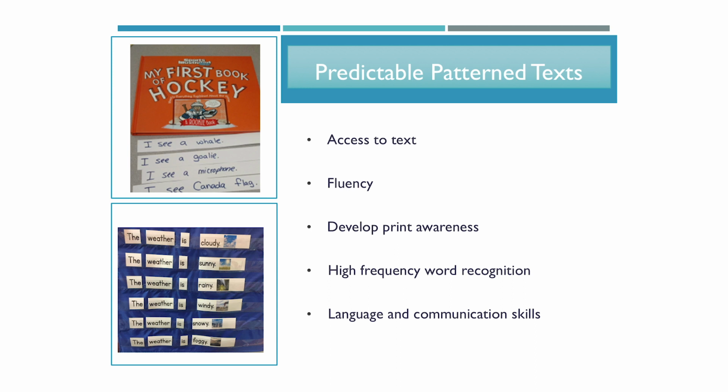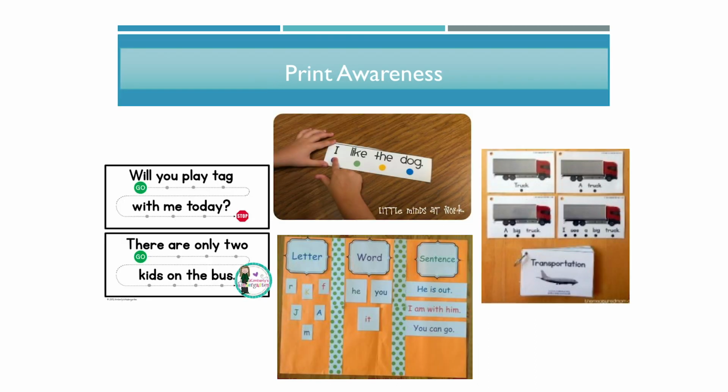And I'm sure that lots of teachers in here use the pocket chart to do predictable language as well. More print awareness examples. Sometimes it comes naturally, but occasionally you will have to explicitly teach that each of these things is a word. So like dots under the words or sorting type activities.